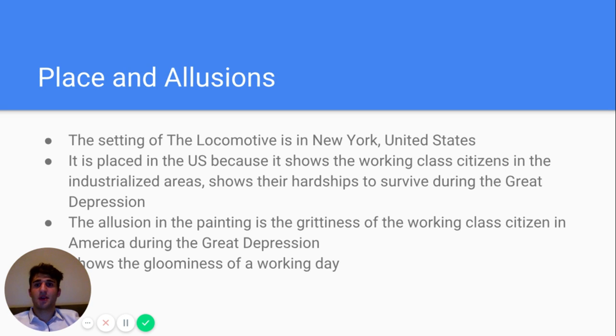Place and illusions. The setting of the locomotive is in New York, United States, and it is placed in the U.S. because it shows the working class citizens in the industrialized areas of New York, and it shows their true hardships to survive during the Great Depression and provide for their family. So it is a very depressing picture. That's what I got from it when I first looked at it. It was very gloomy, and it shows the grittiness of the working class citizens during the Great Depression.